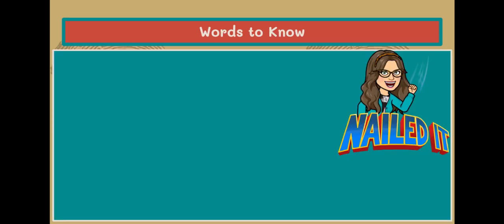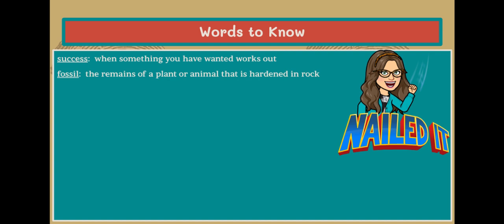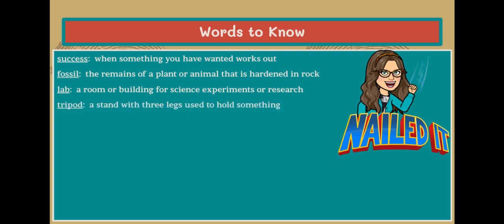Turn to pages 43 through 46 in your student books. In addition to the vocabulary words, here are a few words you might need to know before reading the passage. Success is when something you have wanted works out. Fossils are the remains of a plant or animal that is hardened in rock. Lab, short for laboratory, is a room or building for science experiments or research. A tripod is a stand with 3 legs used to hold something.